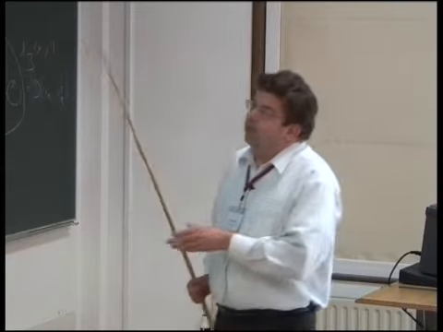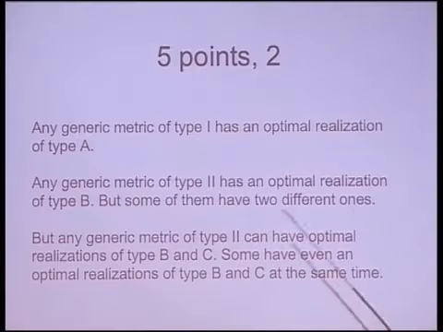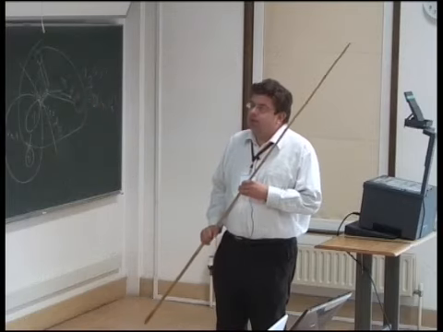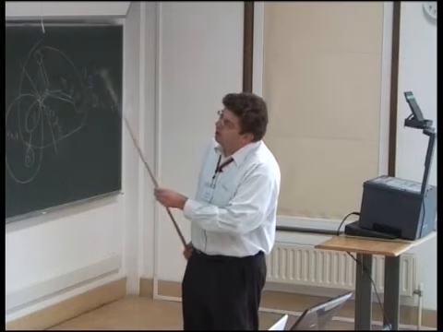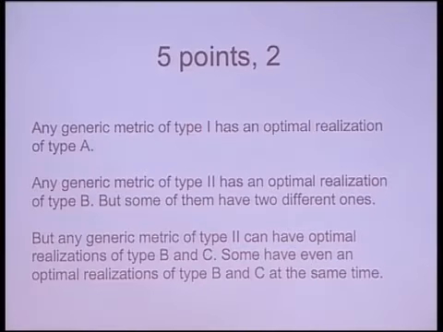So the first generic metric of type 1 always has an optimalization of type A. That was okay. For type 2, that was also quite okay. It always has an optimalization of type B, but some of them, as I have seen already before, may have different ones. But then the surprising one is type 3. Any metric of type 3 can have an optimalization of type B and of type C, and some even have both of them. So that was very surprising for us.